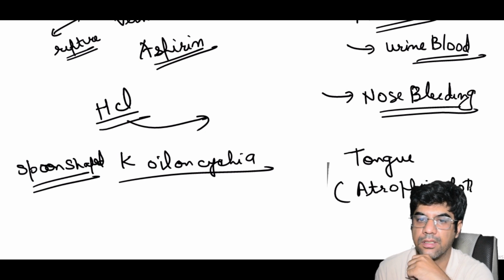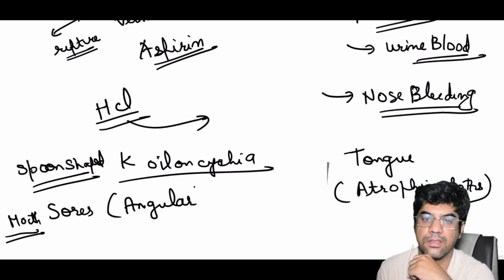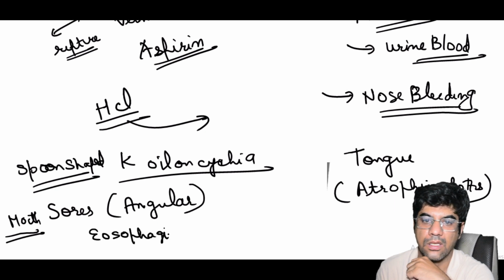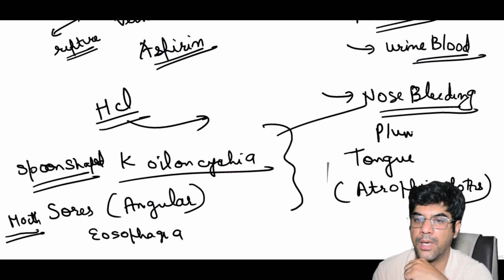glossitis. And there would be mouth sores, the term we use is angular cheilitis. And apart from that, you would see esophageal changes that lead to dysphagia. So these are all features of Plummer-Vinson syndrome.